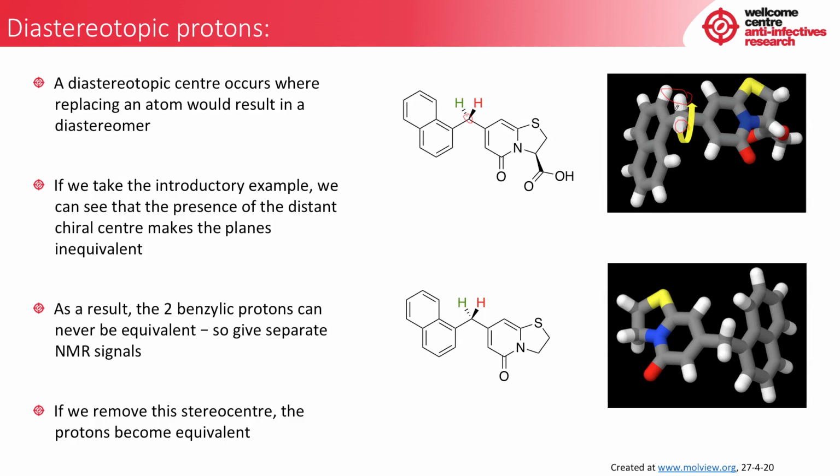So you can see if I was to remove that chiral center, you would then have two equivalent faces. And if you then rotate these bonds, the protons become equivalent, they invert environment.